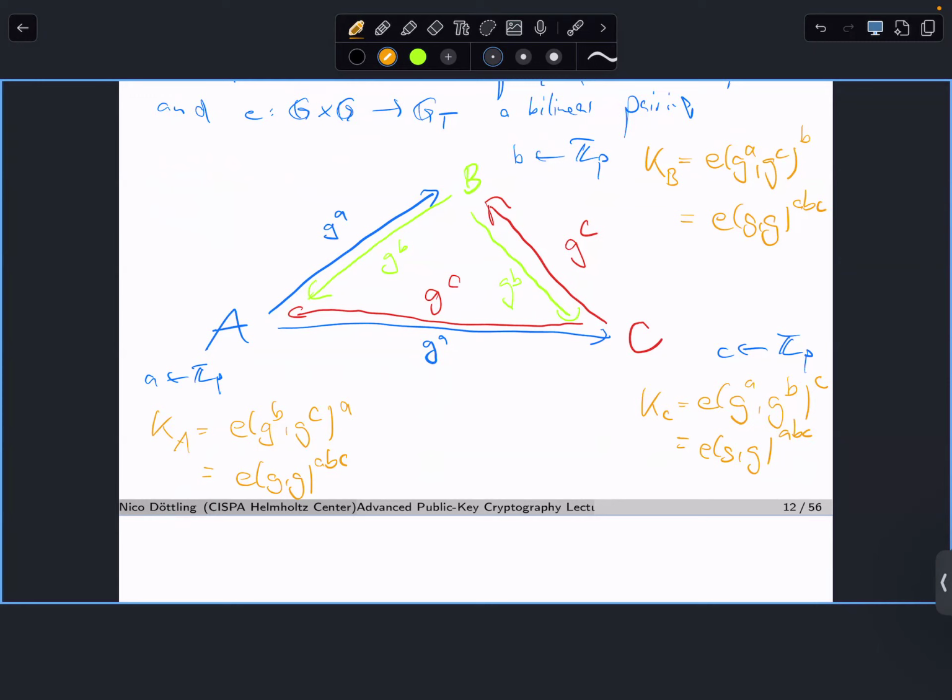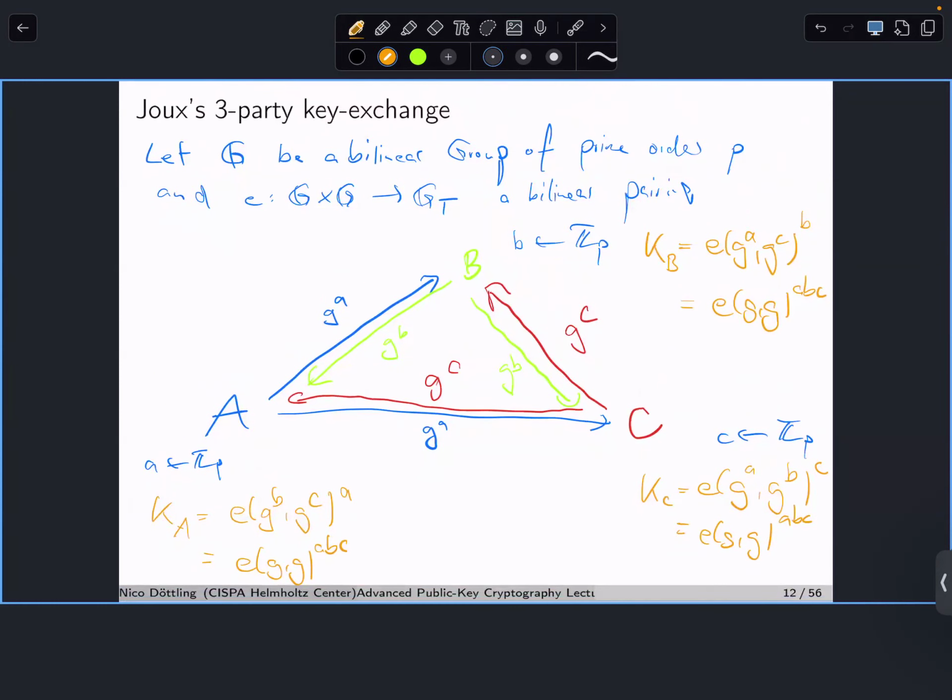How can we now argue security of this protocol? Correctness follows easily from the algebraic properties of this bilinear pairing. But how can we reason about security? The first question we should ask ourselves is, what assumption do we base this on? What assumption would we base security on? Any suggestions?